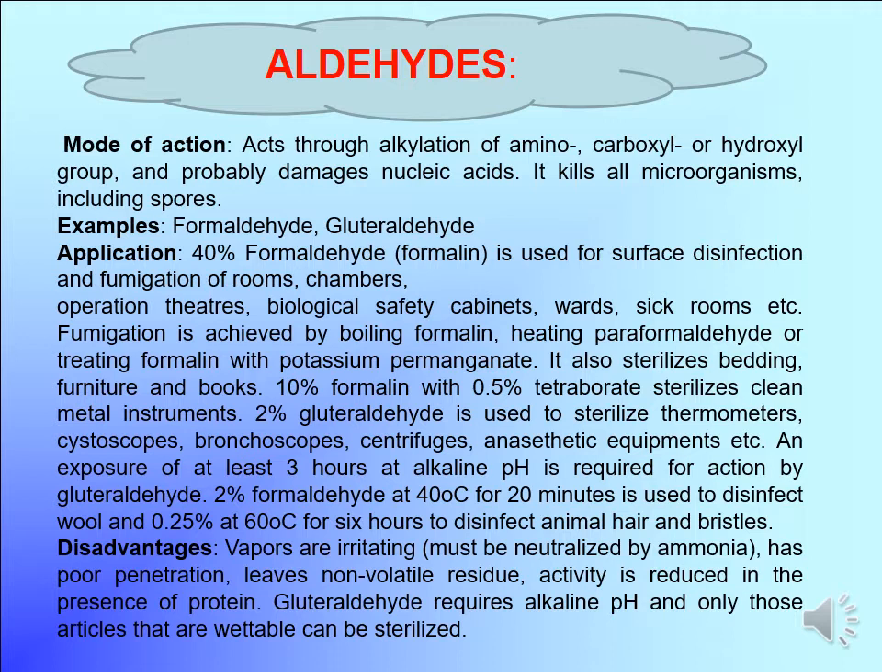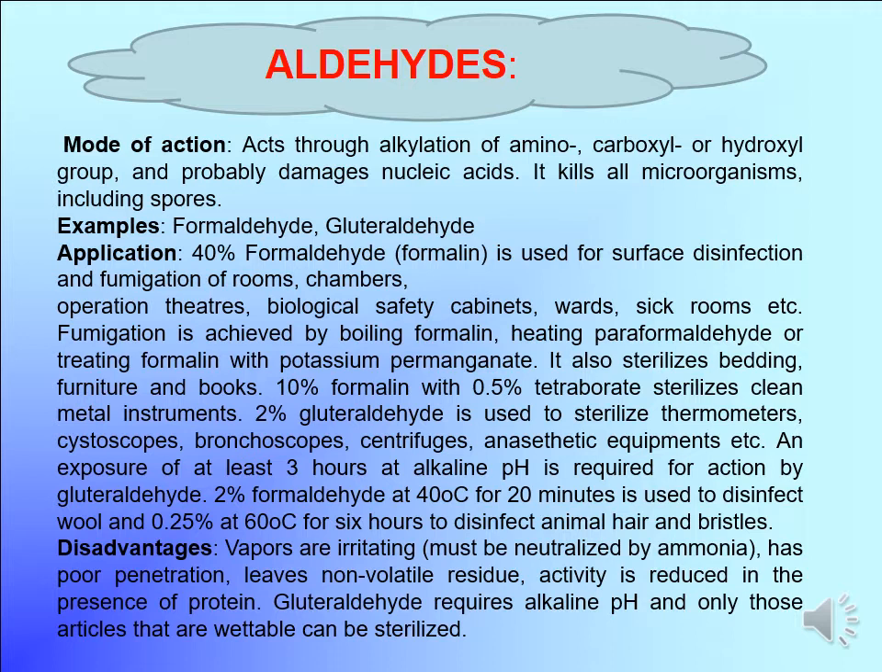Operating theaters, biological safety cabinet, ward sick room, and etc. Fumigation is achieved by boiling formalin, heating paraformaldehyde, or treating formalin with potassium permanganate. It also sterilizes bedding, furniture, and books. 10% of formalin with 0.5% tetraborate sterilize clean metal instruments.